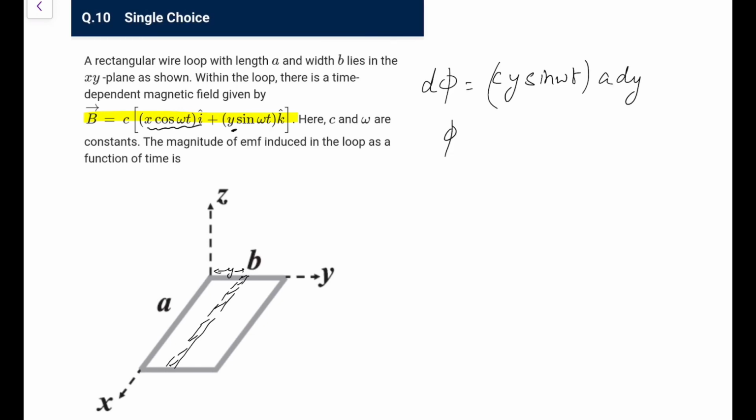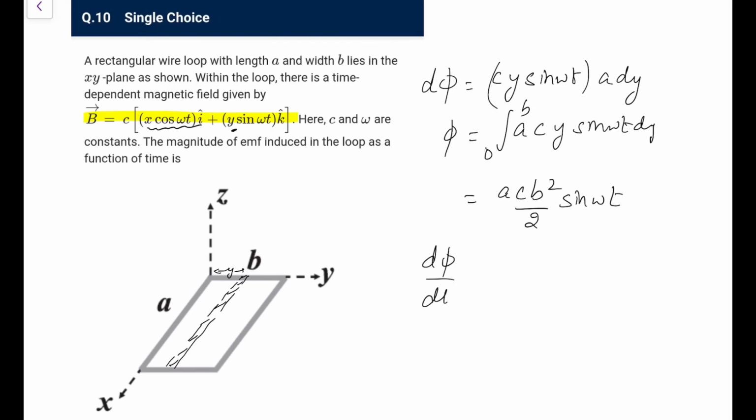So the flux at any instant would be integrating this. What I can write, a Cy sine omega t dy, and the limit will go for y from 0 to b. So it would be a C b square by 2 sine omega t. That is the flux magnitude at any time. So the EMF would be d phi by dt. If I say this magnitude of E would be d phi by dt, that would be omega a C b square by 2, and sine becomes cos omega t.